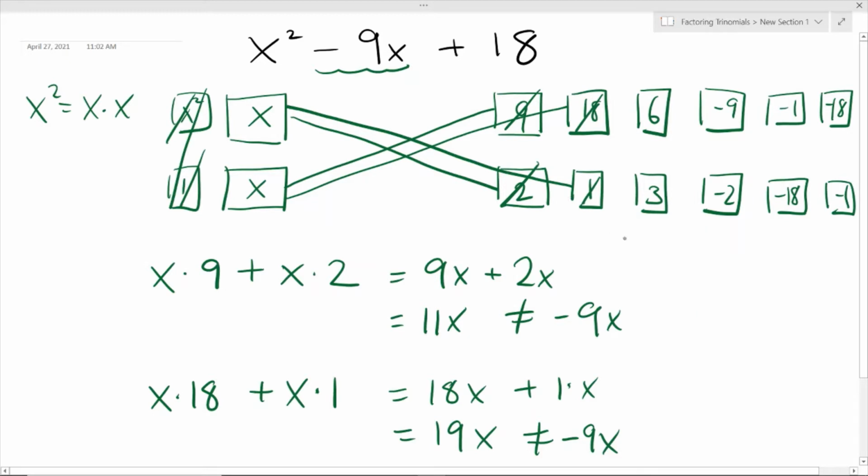My diagram's getting messy, so I'm just going to change the color of my pen. Alright, I've changed the color of my pen, and here we're going to do the same step again. We're going to try this one.